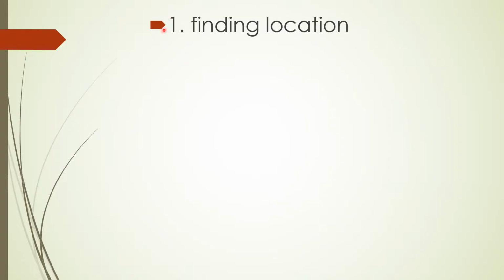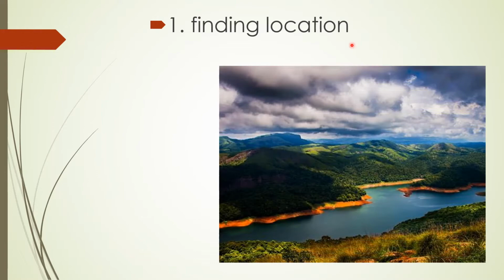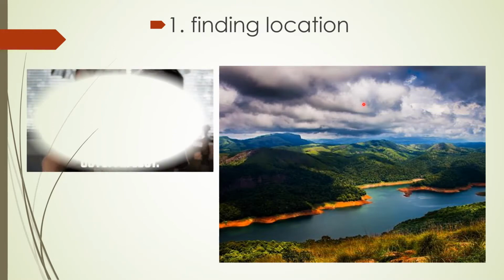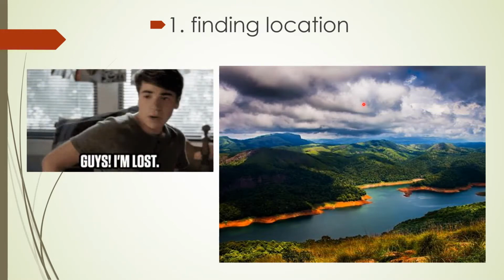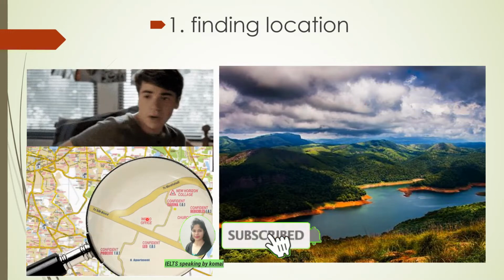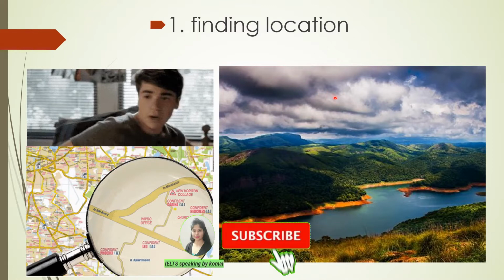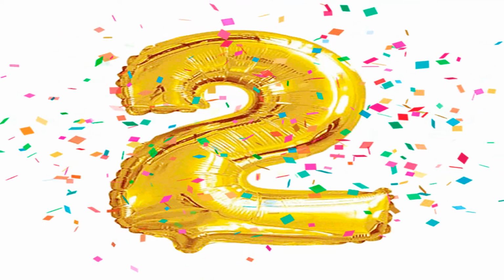My first point is finding location. Now this is a very common point, and we use a mobile phone for finding directions. Suppose you have visited a new place where you have got lost and now you have to find directions. For that you use your Google Maps and start your directions. So in this point you need to say that you used your mobile phone for finding location.